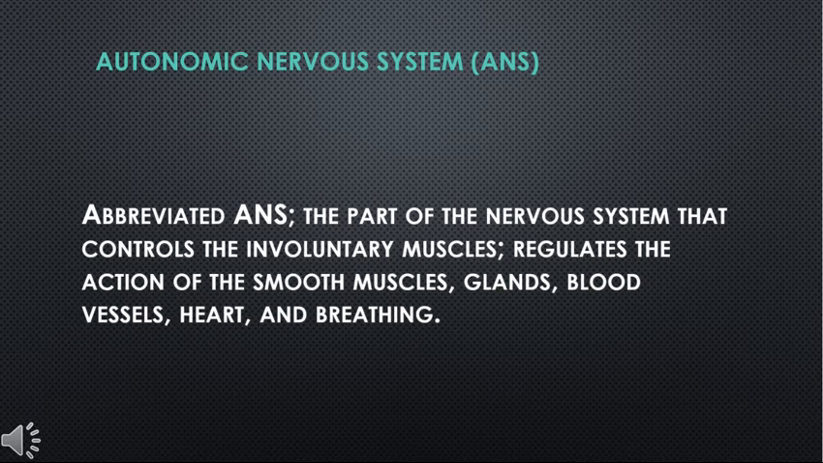Autonomic nervous system, ANS. Abbreviated ANS, the part of the nervous system that controls the involuntary muscles, regulates the action of the smooth muscles, glands, blood vessels, heart, and breathing.